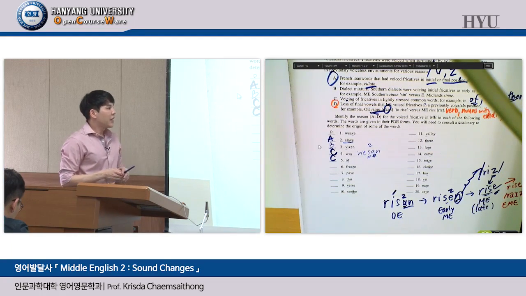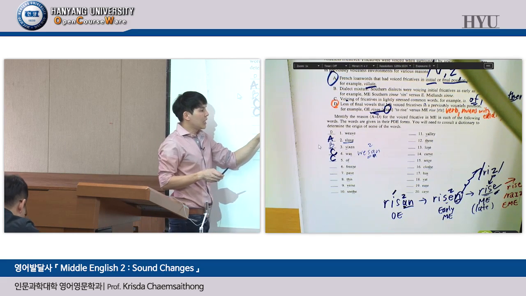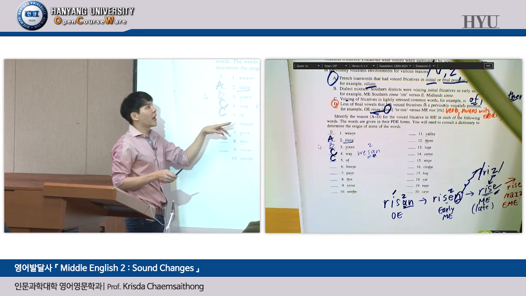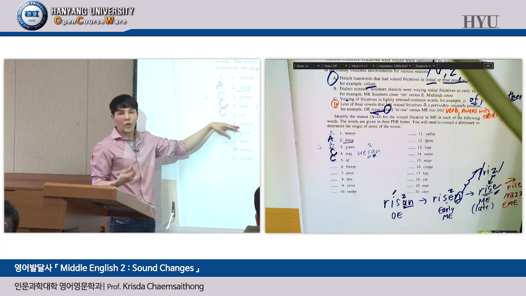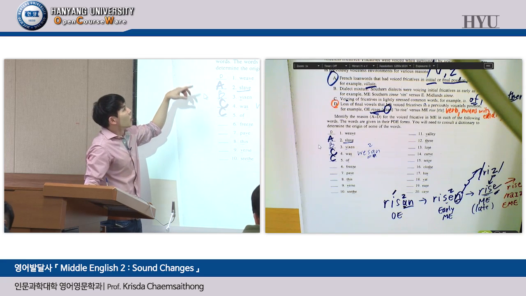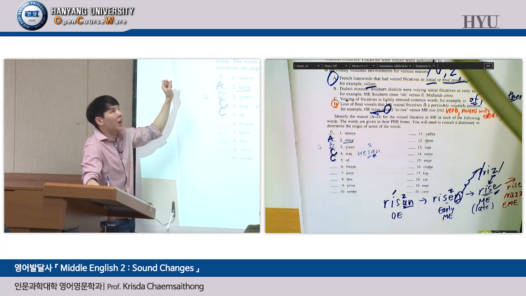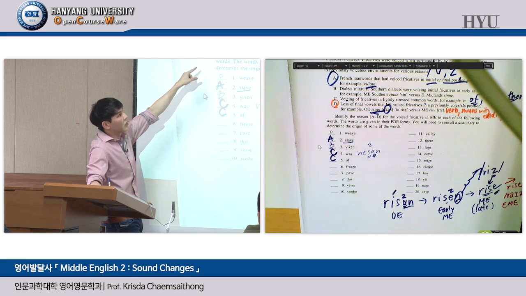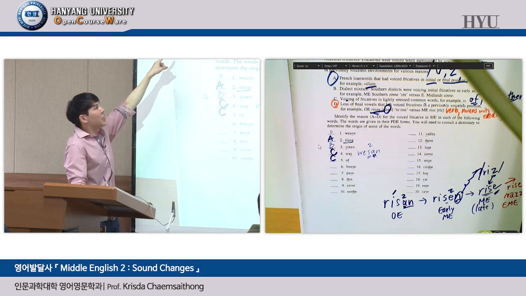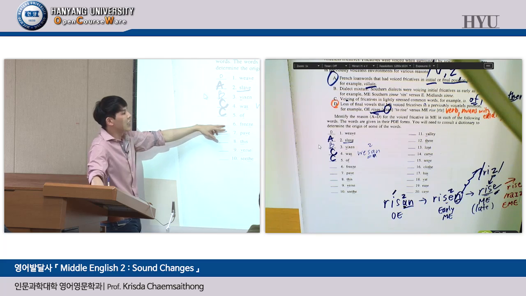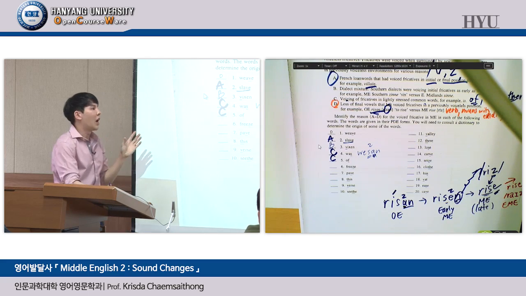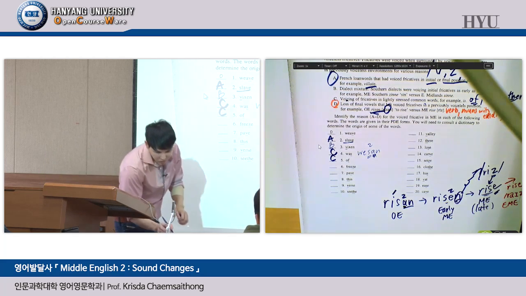Number 6, freeze. Freeze, this is in the final position, right? Final position, and freeze is a verb, right? Freeze is a verb. So the answer should be factor D, right? Factor D. A is not because freeze is an English word. So number D.